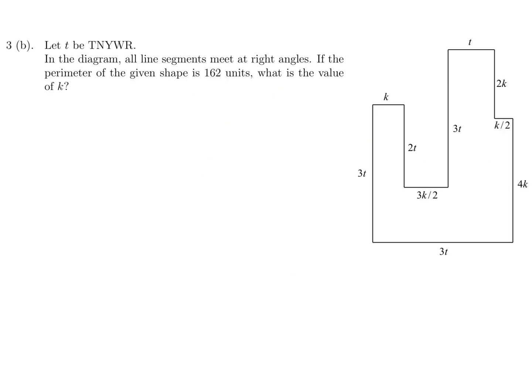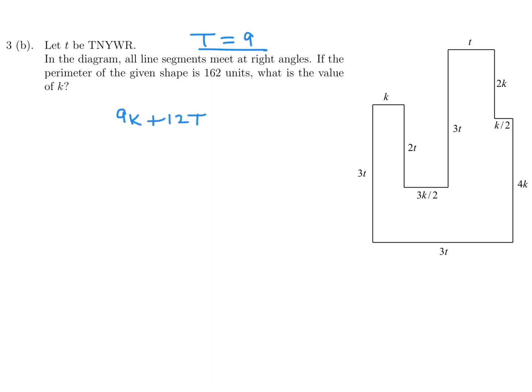Let T be the answer to the previous question. So the answer to the previous question is 9, so that's T. In the diagram, all line segments meet at right angles. If the perimeter of the given shape is 162, what is the value of K? So we just add up all the K's and the T's. And when you do, you get 9K plus 12T. And that's all that is.